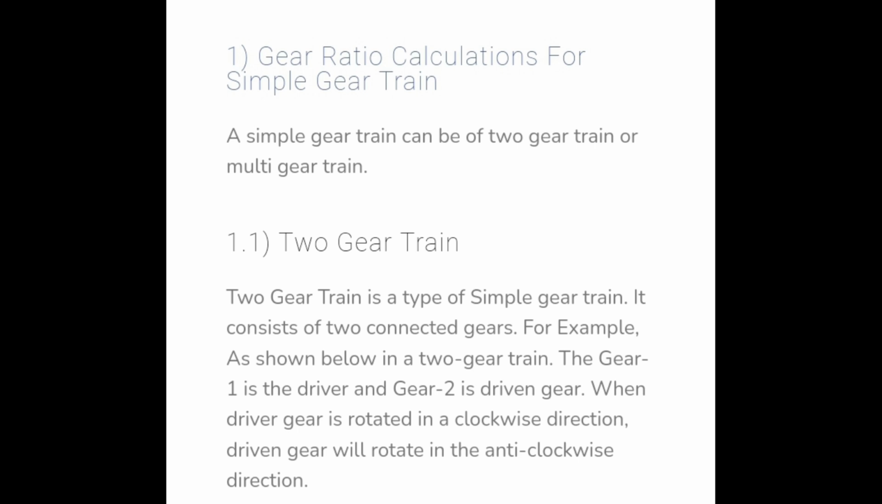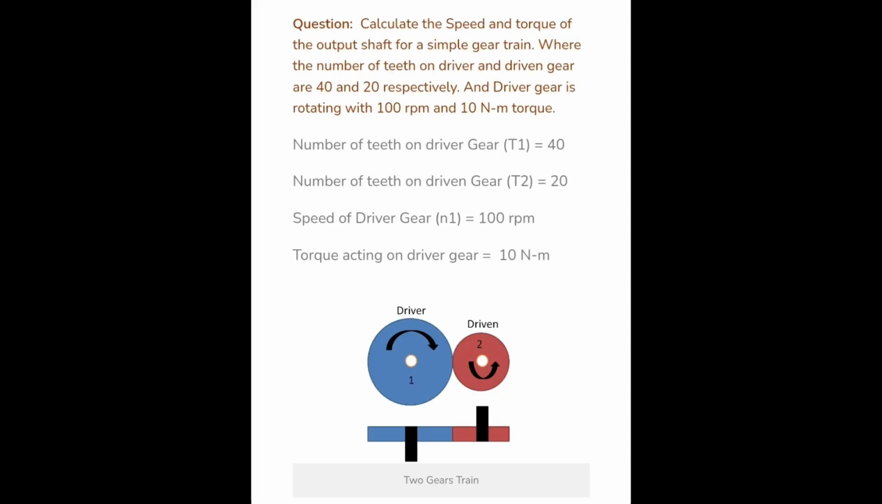It consists of 2 connecting gears, for example, as shown below. In this 2 gear train there is a question. Let me discuss it and calculate the speed and the torque. The number of teeth of the drive gear T1 is equal to 40, the number of teeth of the driven gear T2 is equal to 20, the speed of the drive gear N1 is 100, and the torque acting on the drive gear is 10 Nm.